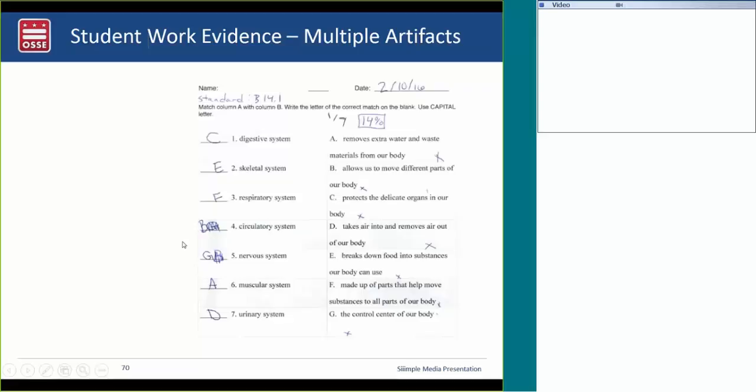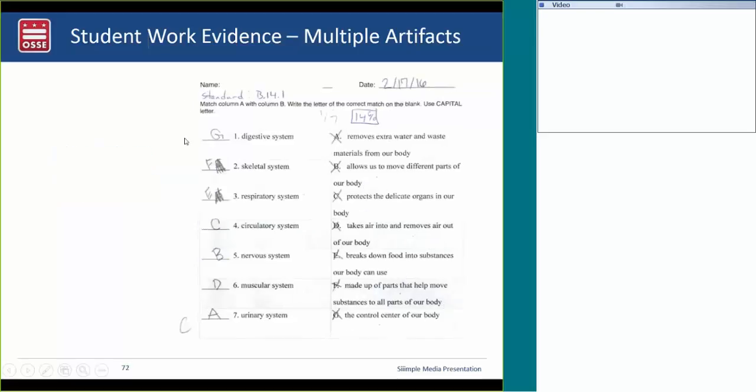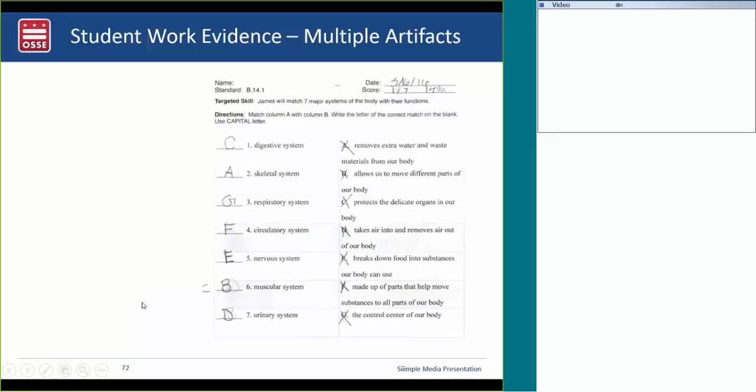What about this one? Erasures. There's a lot of erasures. There's still no targeted skill here. So now I have 2 pieces of evidence, but I can't count any of them yet. Let's go to the third one. This one again has the same problem. So right now I'm 0 for 3. I can't count these first 3 pieces of evidence. Let's look at the fourth one.